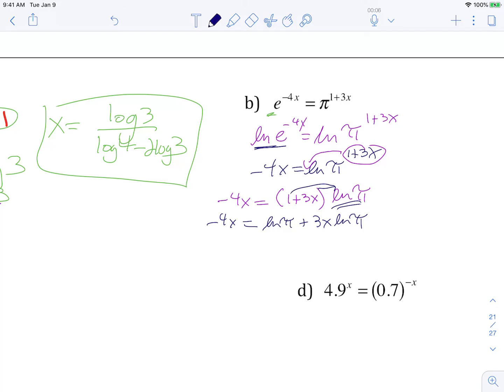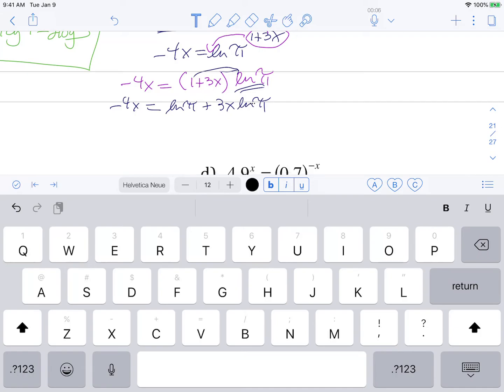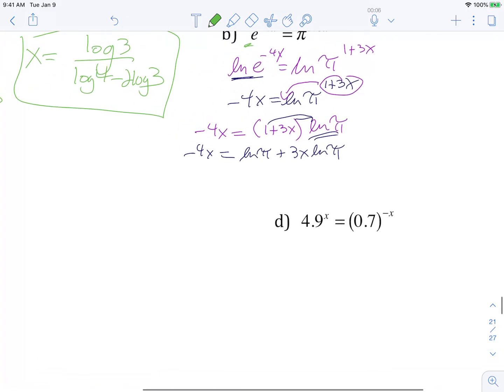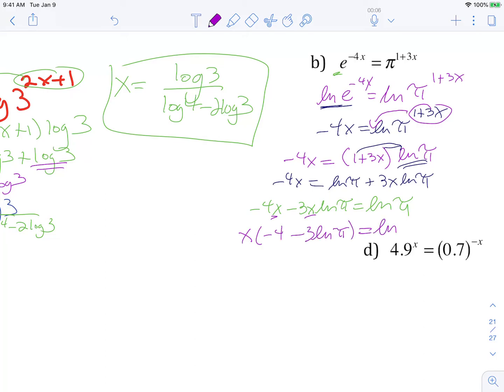And again, my ultimate goal is to get x by itself. Okay, so never forget that. So 3x natural log of pi, I got to move it over. So I get negative 4x minus 3x natural log of pi is equal to the natural log of pi. And x, I'm going to factor that out. x times (negative 4 minus 3 natural log of pi) is equal to the natural log of pi.